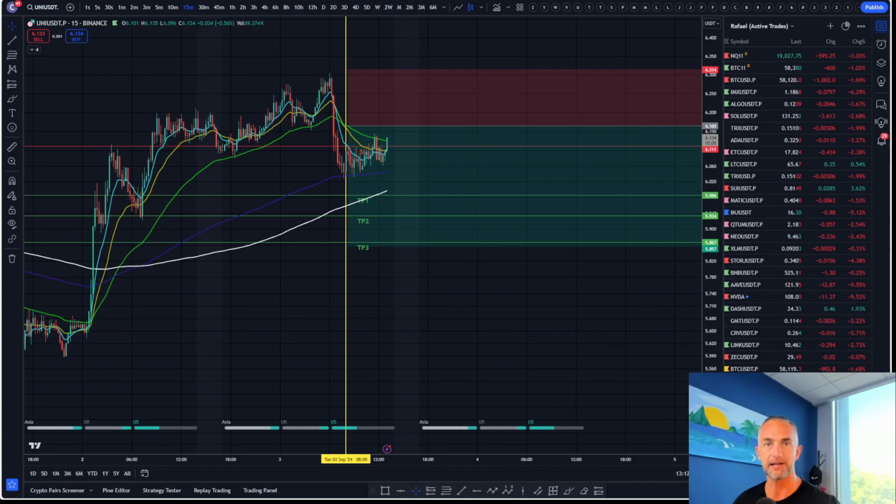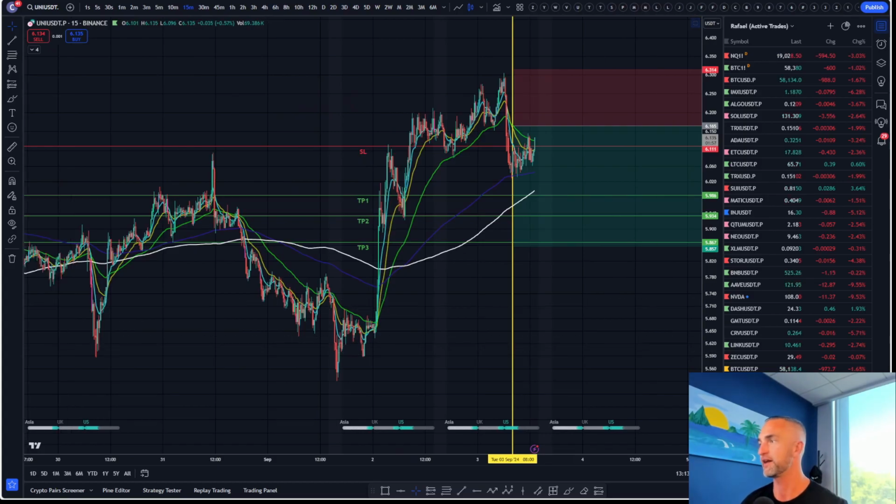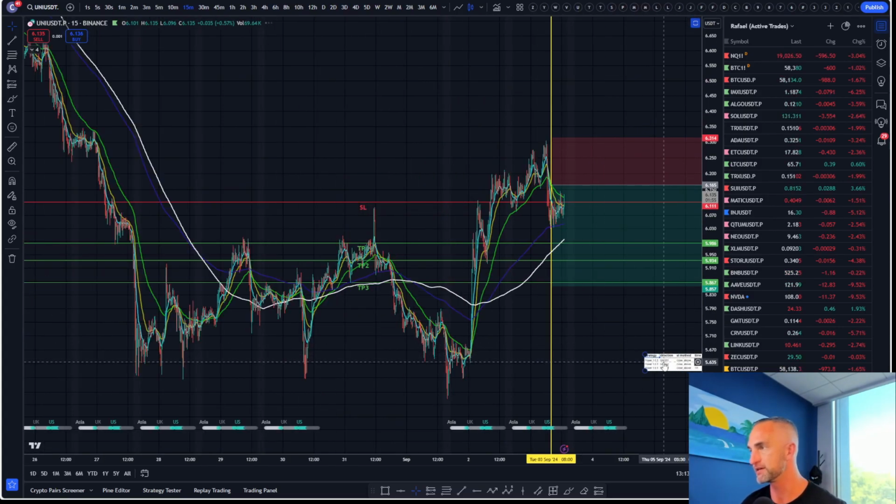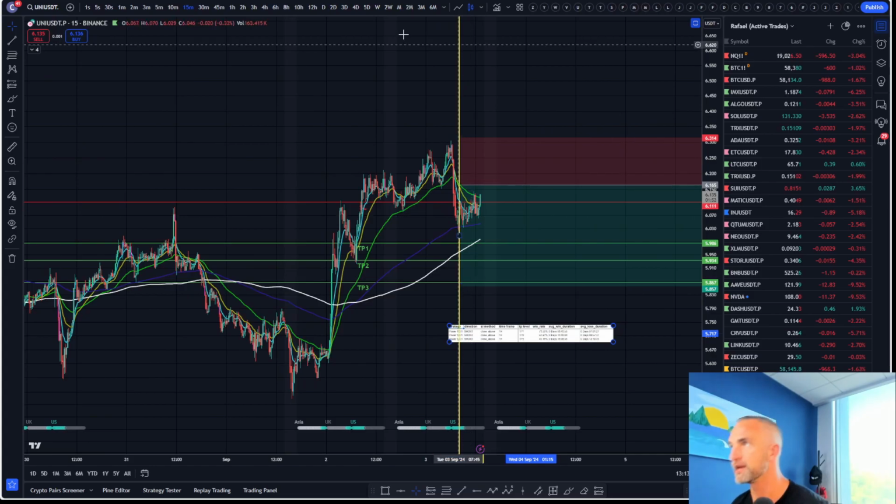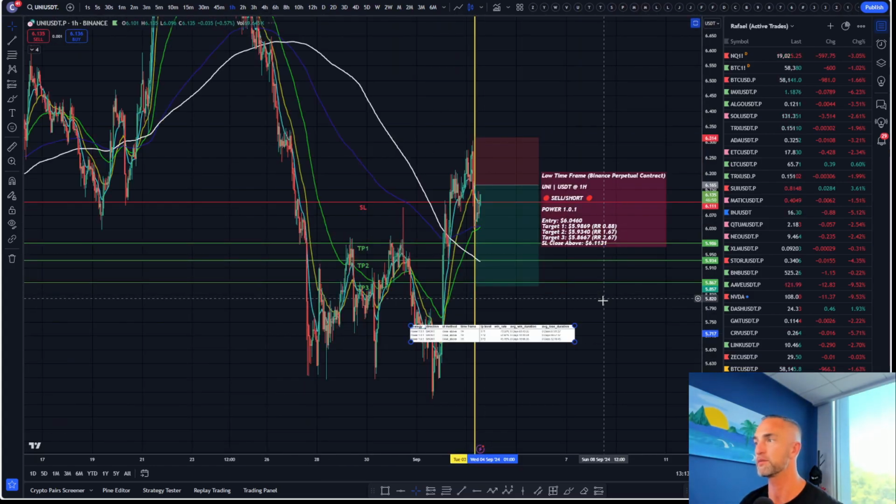All right, we're going to be talking about a short-term trade setup for Uni to the downside. What time frame are we going to look at here? This is going to be on the hourly time frame. So what do I want to do?